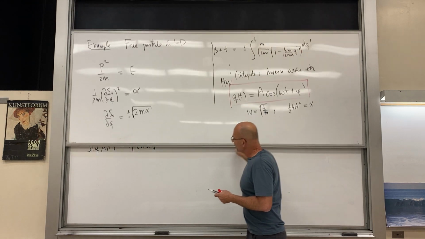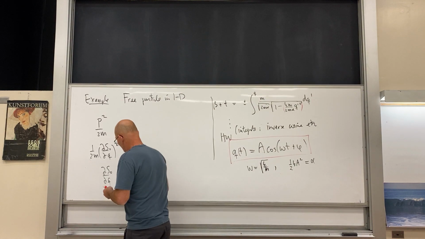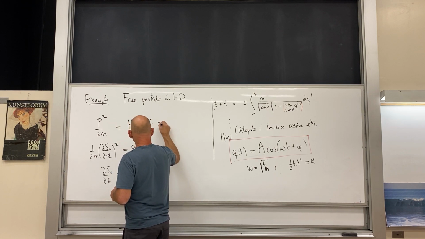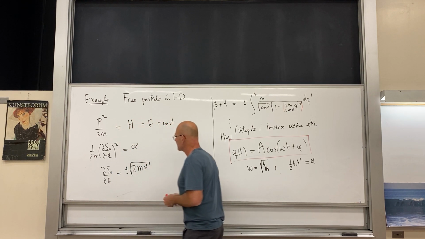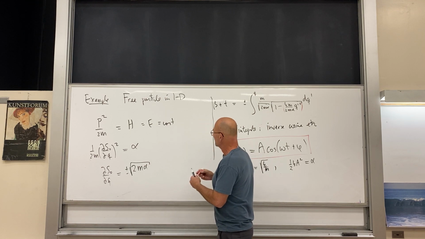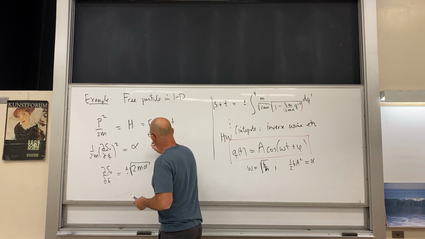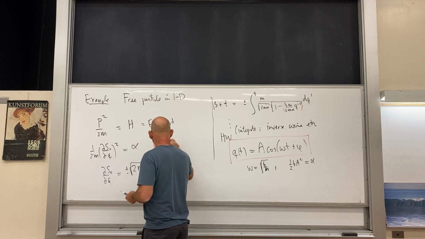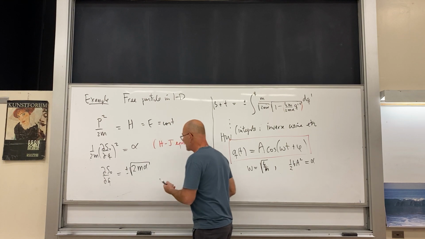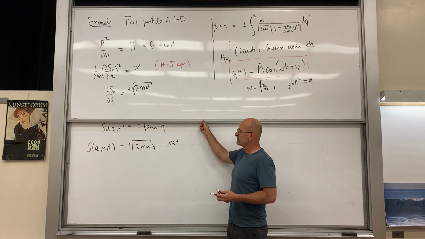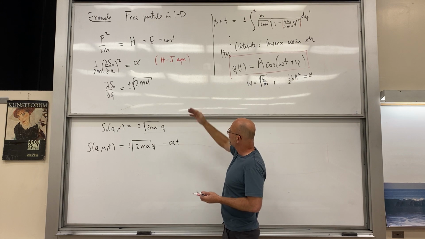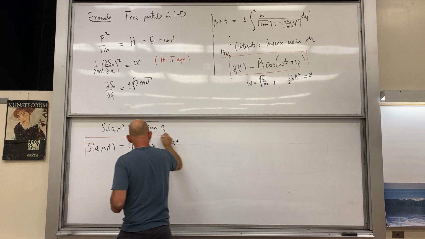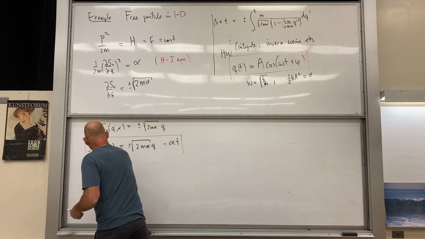I'm going to go ahead and label this while I'm thinking about it. So this is our Hamiltonian equals E equals constant. This is the Hamilton-Jacobi equation. In these next two steps, I'm solving it, and now I've actually arrived at the solution to the Hamilton-Jacobi equation.